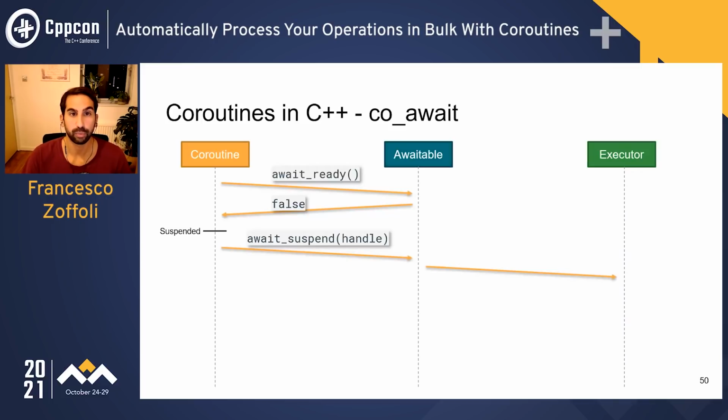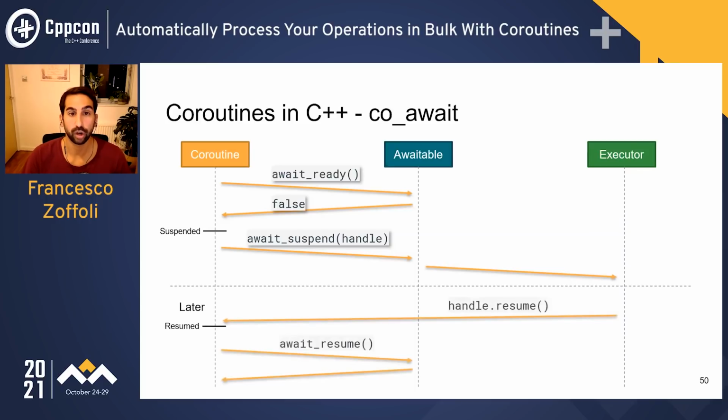In the second example, we are going to call await_ready, and the awaitable is going to return false. At this point, the compiler is going to suspend the coroutine and call await_suspend with the handle to the coroutine. More commonly, the awaitable will schedule an operation on some kind of executor. Later on, once the operation is completed, the executor is going to use the handle to call resume. This is going to resume the coroutine, which then is going to call await_resume on the awaitable, and the awaitable is going to provide the result back.